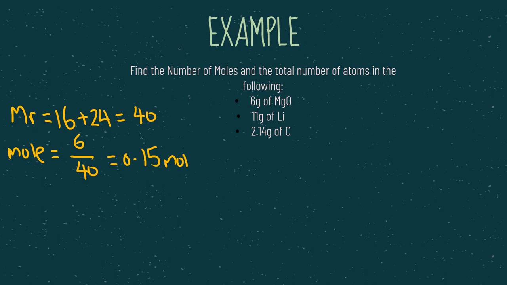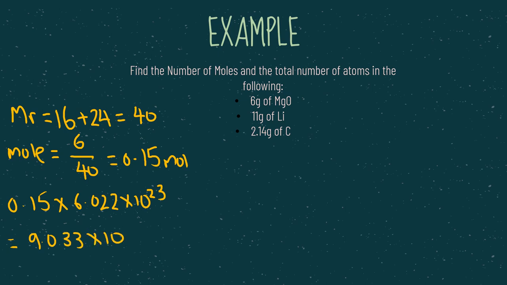And now we need to find the total number of atoms. The total number of atoms is just the number of moles times Avogadro's constant of 6.022 times 10 to the power of 23, and we should get the answer of 9.033 times 10 to the power of 22. So there are 9.033 times 10 to the power of 22 magnesium molecules in 6 grams of magnesium oxide.